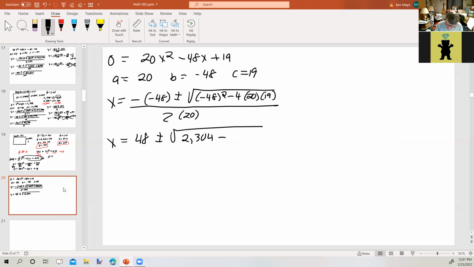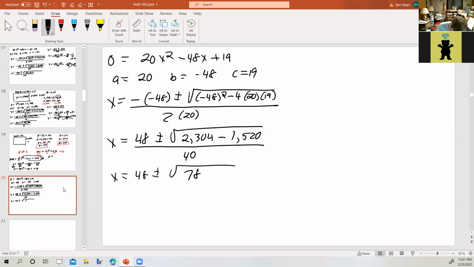2,304 minus 4 times 20. So minus 4 times 20, which is negative 80 times 19. So minus 1520, all over 40. X equals 48 plus or minus the square root of, let's see here, we've got 2304 minus 1520 is 784.